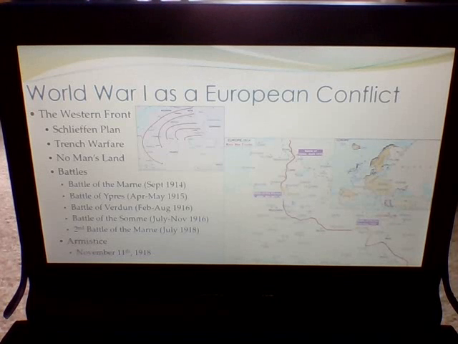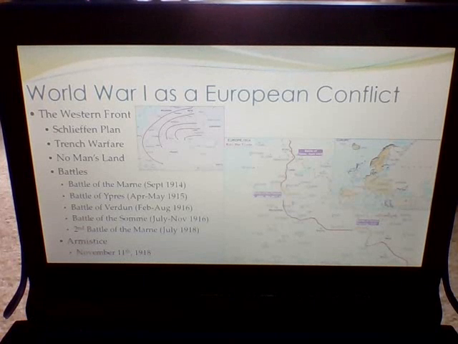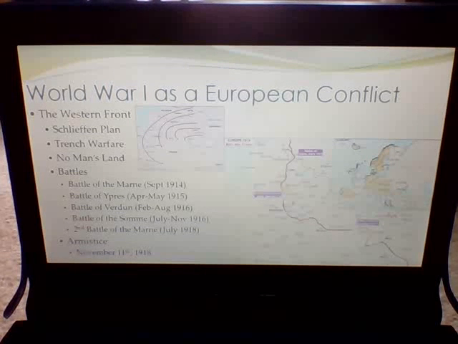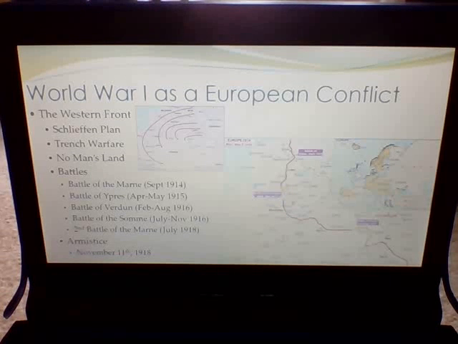Basically, the idea was that you had to quickly move through Belgium, take out Belgium, and then take out France, capture Paris, and Russia would be so slow to mobilize that you could basically wait on Russia. You take out France very quickly, capture Paris, they're defeated, then you go after Russia, even though they're still taking a long time to get prepared. And that way you don't have to fight a two-front war. So that was their goal, which is why they invaded Belgium.